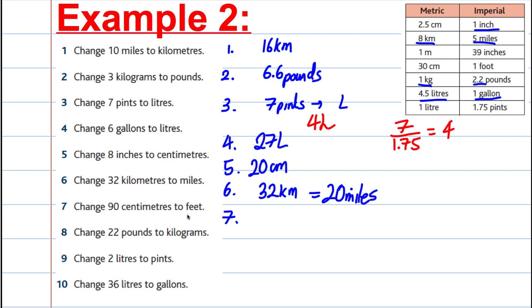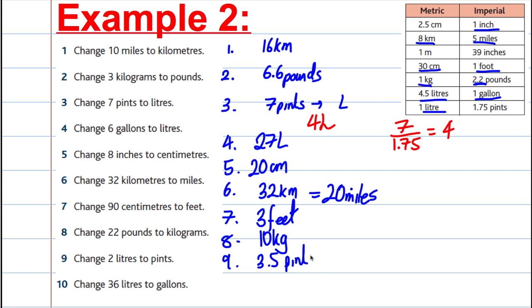Okay. Question 7. 90 centimetres to feet. 30 centimetres are 1 foot. So 90 centimetres are 3 lots of this, which must be 3 feet. Question 8. 22 pounds to kilograms. I'm going to look in this one here. 2.2 pounds is a kilogram, so 22 pounds must be 10 kilograms. Question 9, 2 litres to pints. Well, 1 litre is 1.75 pints, so therefore 2 litres must be 2 times 1.75, which is 3.5 pints.